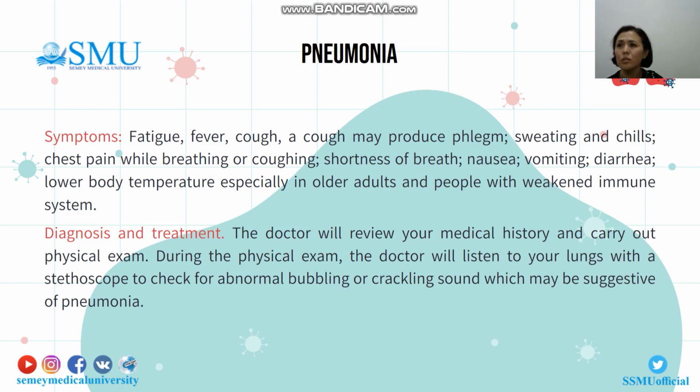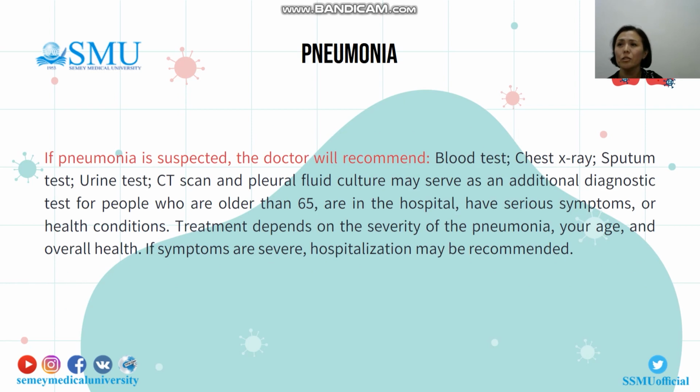Diagnosis and treatment. The doctor will review your medical history and carry out a physical examination. During the physical exam, the doctor will listen to your lungs with a stethoscope to check for abnormal bubbling or crackling sounds, which may be suggestive of pneumonia. If pneumonia is suspected, the doctor will recommend a blood test, chest X-ray, sputum test, urine test, CT scan, and pleural fluid culture, which may serve as additional diagnostic tests for people who are older than 65, are in the hospital, or have serious symptoms or health conditions. Treatment depends on the severity of the pneumonia, your age, and overall health. If symptoms are severe, hospitalization may be recommended.